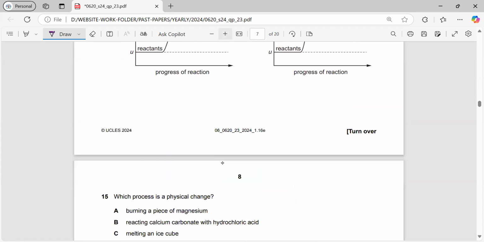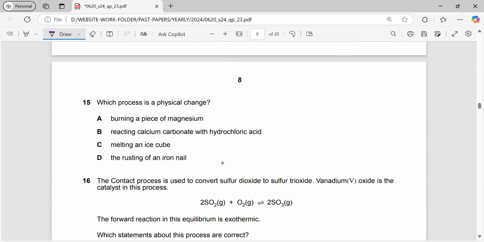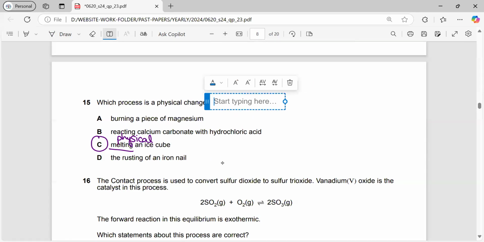Next, which process is a physical change? Burning a piece of magnesium, reacting calcium carbonate with hydrochloric acid, melting an ice cube, and rusting of iron nail. Melting an ice cube, because melting is a physical change. In a physical change, no new substance is formed.